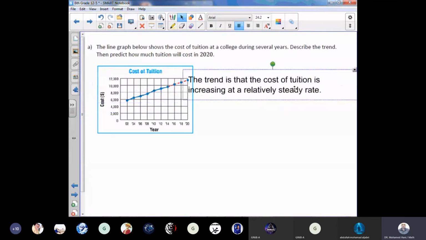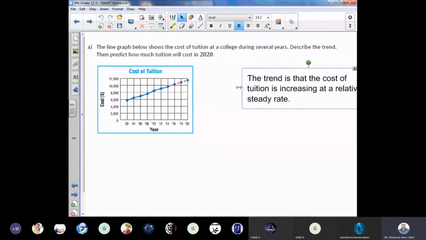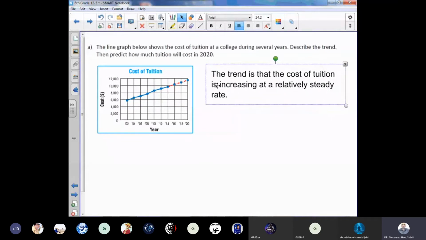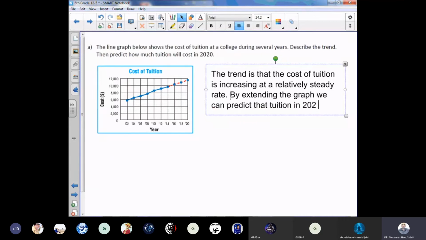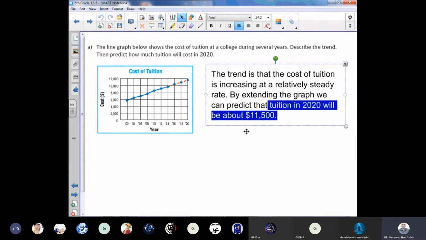Okay. And now let's make a prediction. By extending the graph, we can predict that tuition in 2020 will be about, well, let's see. It's not quite $12,000, just under, so we can say $11,500. And all we would need is this part. The tuition in 2020 will be about $11,500.